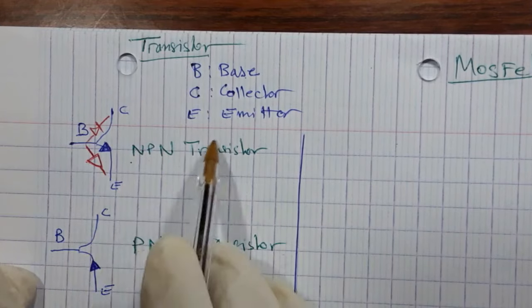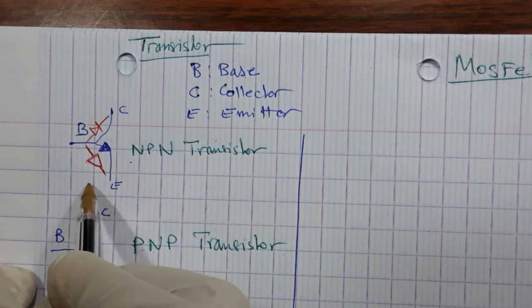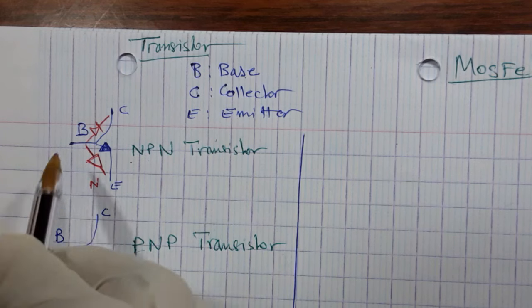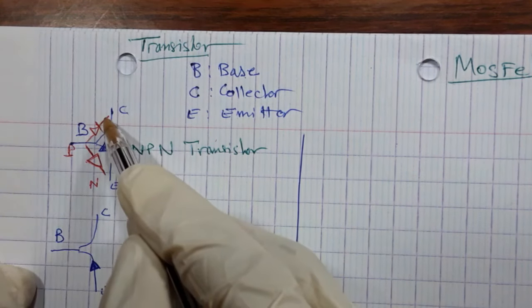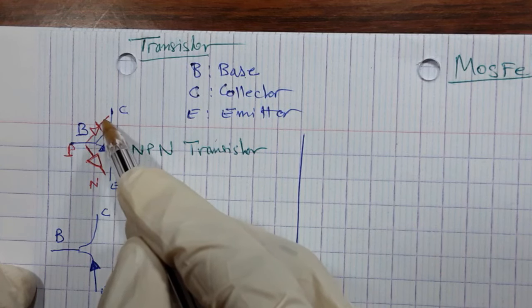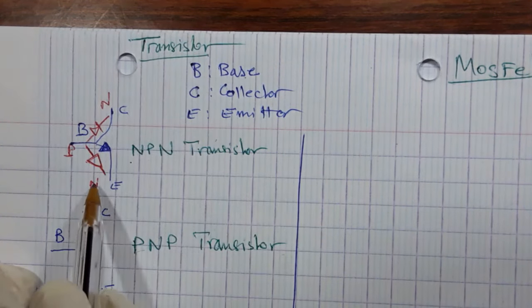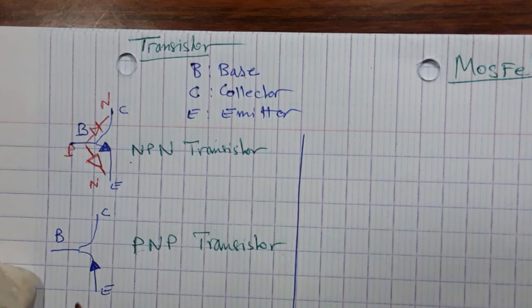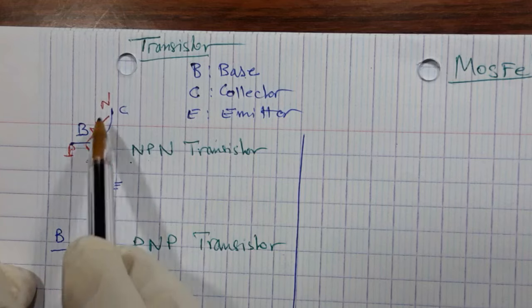So this is NPN. Here, this is the negative terminal for the diode, so we can put N. Here we have the positive, so P. And here, this is the other negative terminal for the diode, so let's put N. So this is NPN. That's why we call it NPN.